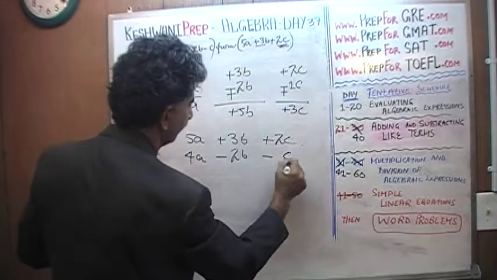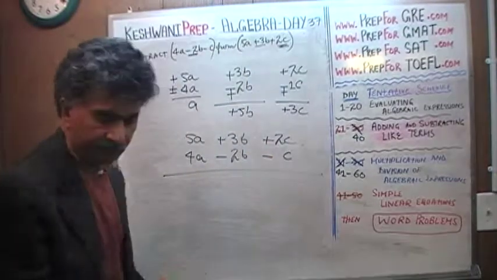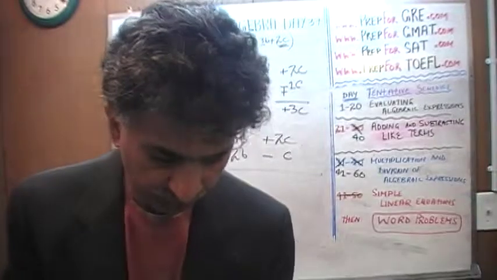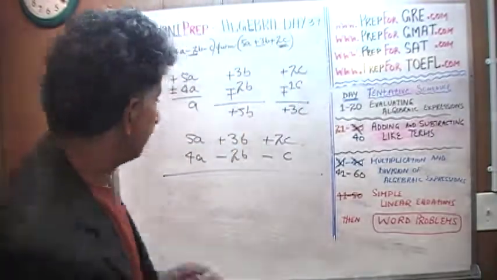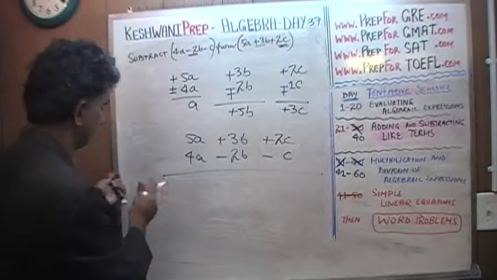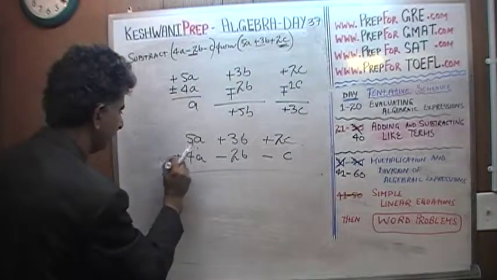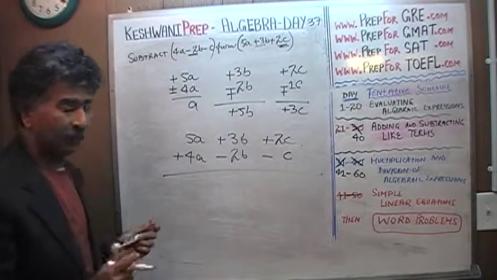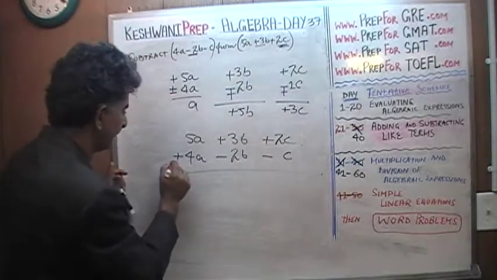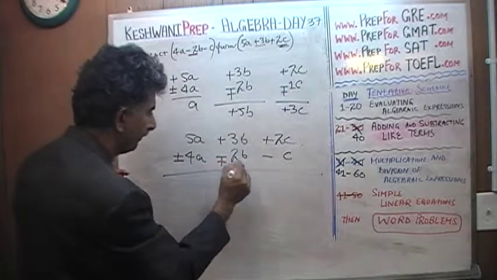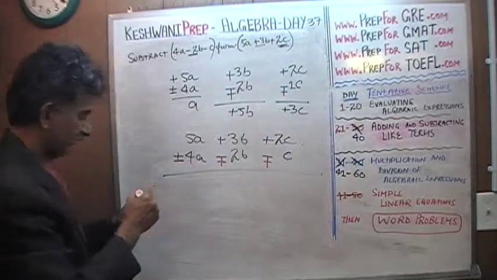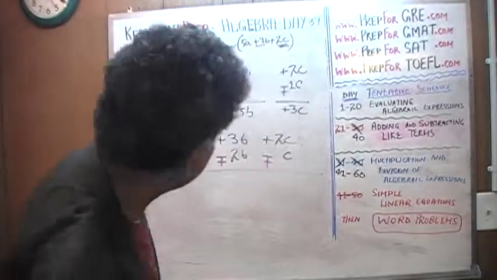minus c. And since we're subtracting it, this is how we write it. Since we're subtracting it, all the signs in the bottom expression, this one has a positive sign in front of it. Before we do anything at all, these signs have to be changed. This positive becomes negative, this negative becomes positive, this negative becomes positive. And at that point, all we have to do is simply add them up, that's it.